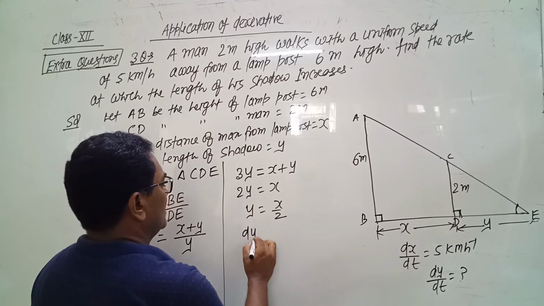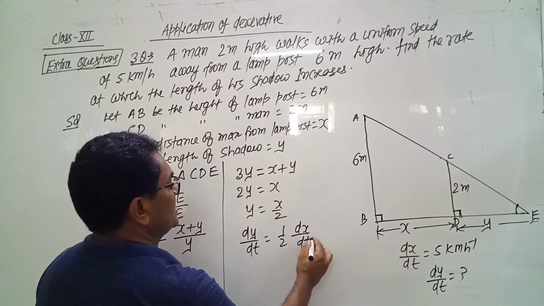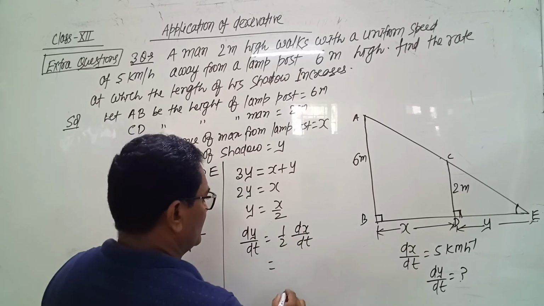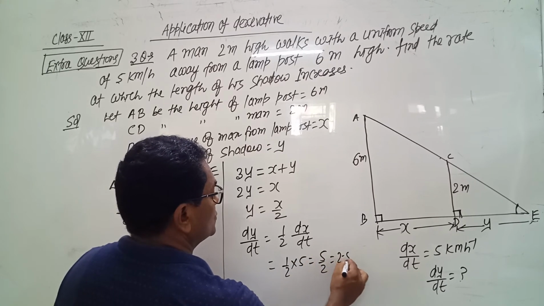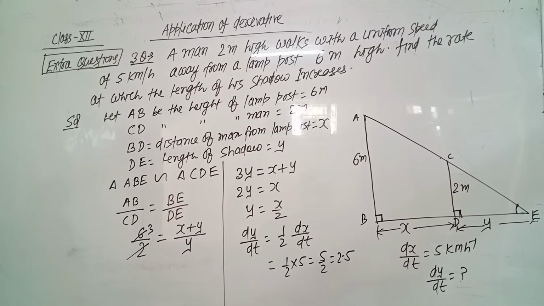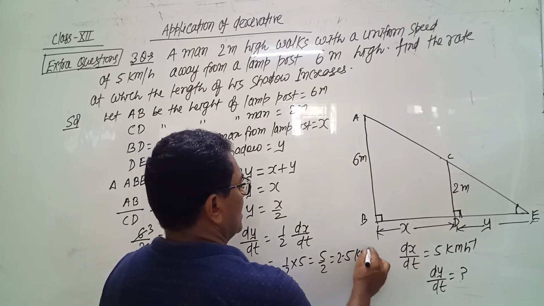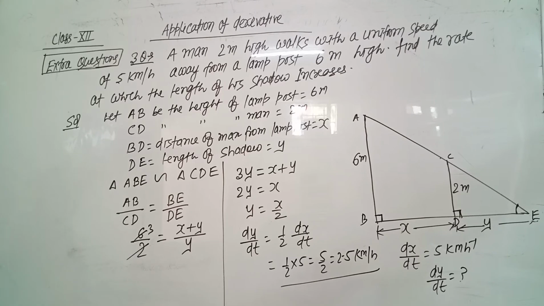So differentiate: dy by dt equals 1 by 2, and differentiation of x is dx by dt. And put the value of dx by dt. So 1 by 2 into 5. This is 5 by 2, means 2.5 kilometer per hour. This is the speed of the shadow. The length of the shadow increases at the rate of 2.5 kilometer per hour.